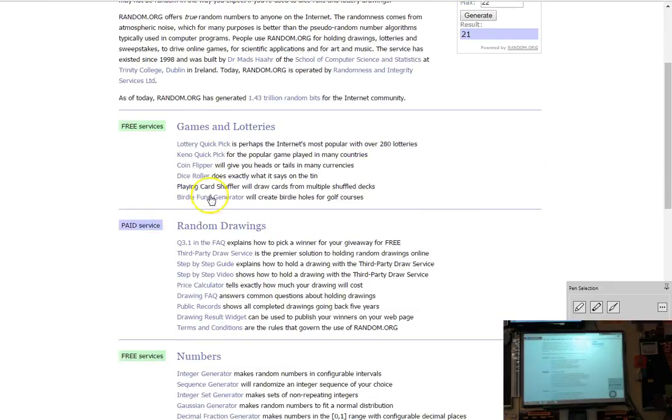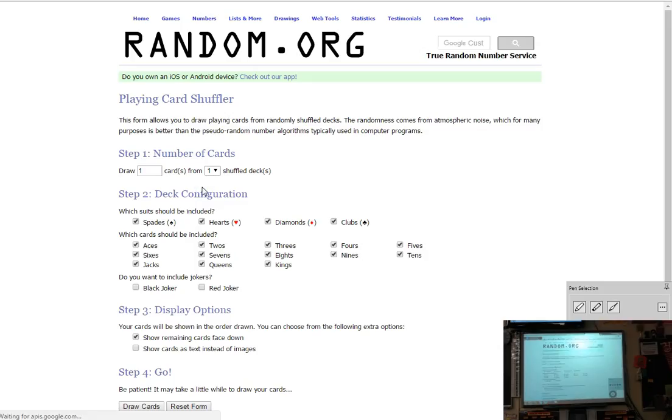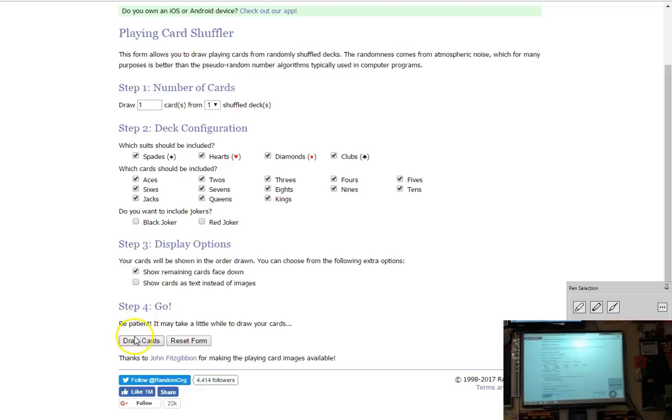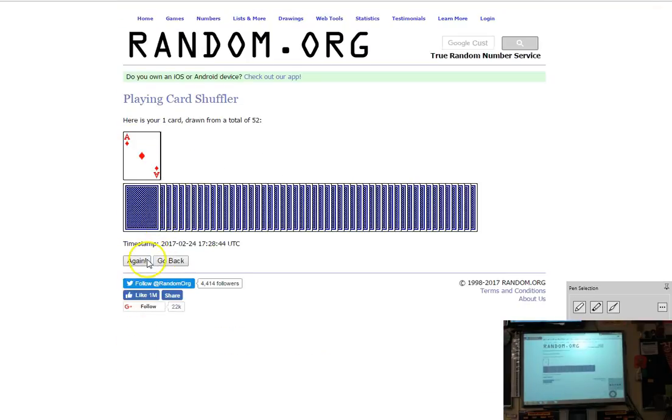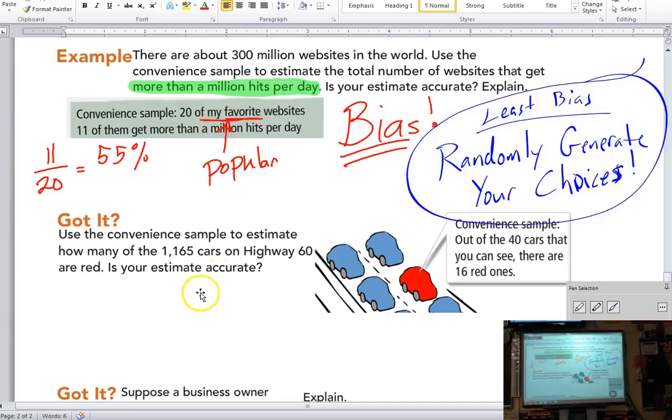So random.org is a great place, and there's a lot of interesting stuff here. You can look at coin flippers or Keno picks, all these different random things. You can have it randomly pick cards. If you want to do the whole deck, you can set it up so that I can draw cards and randomly get draws from the deck. I can set the deck to do different things, so I can only have black cards or only have red cards. So you can talk about actual probability here.